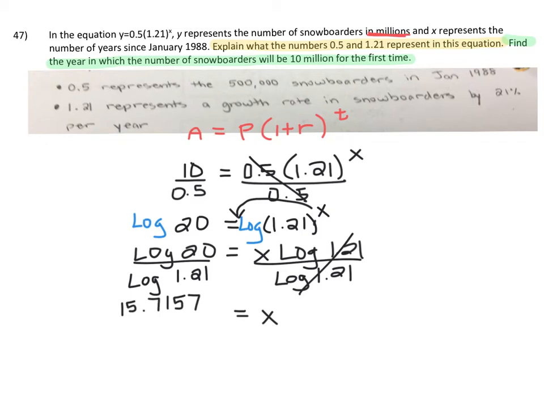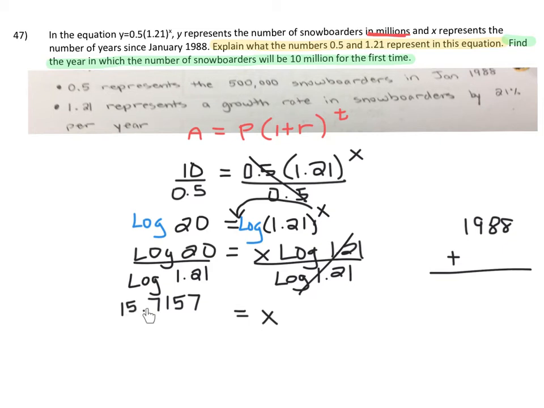Okay, so let me go back to the question. The question says, find the year. It doesn't say how many years. This is telling us how long it takes. We want to find the actual year. So if we were starting off by looking at these stats in the year of January 1988, what we're going to do is take that year and add on how long it takes to reach 10 million. Now, if you think about this number, this is a little tricky.